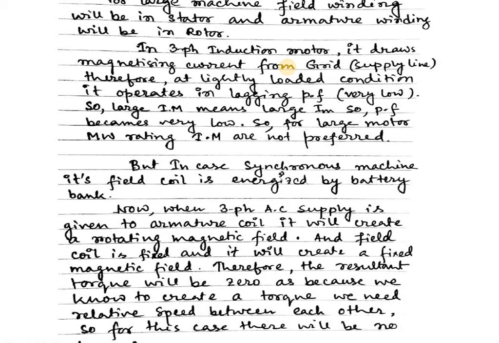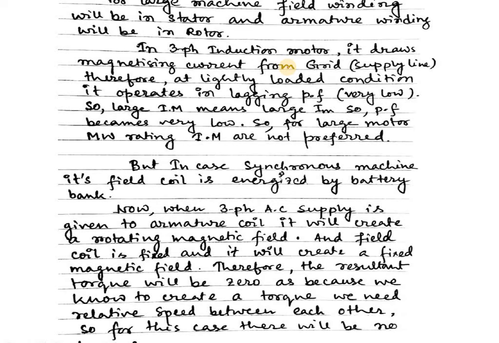That means we have created two fields. One is a fixed field, another one is a rotating field. Therefore, the resultant torque will be zero, because we know that to create a torque we need relative speed between the two. In this case, there is no torque. This is a very important part.